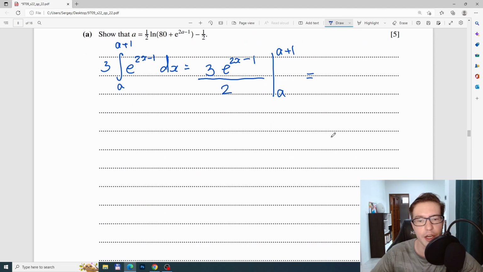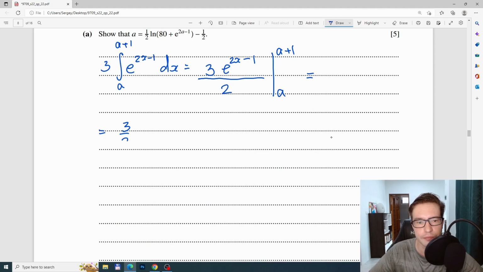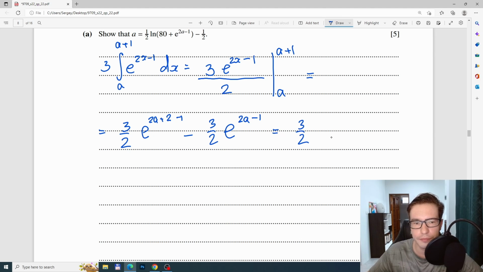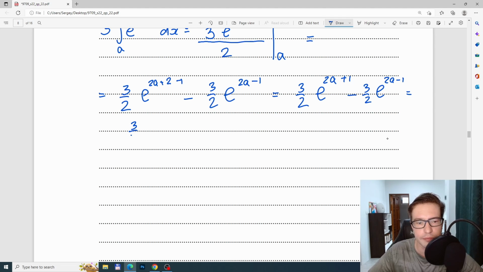Now let's substitute the limits. We'll get 3 over 2 times e to the power of 2a plus 2 minus 1, minus 3 over 2 e to the power of 2a minus 1. Simplify this a little bit. Okay, and the question says that this must be equal to 120. So let's make the equation.